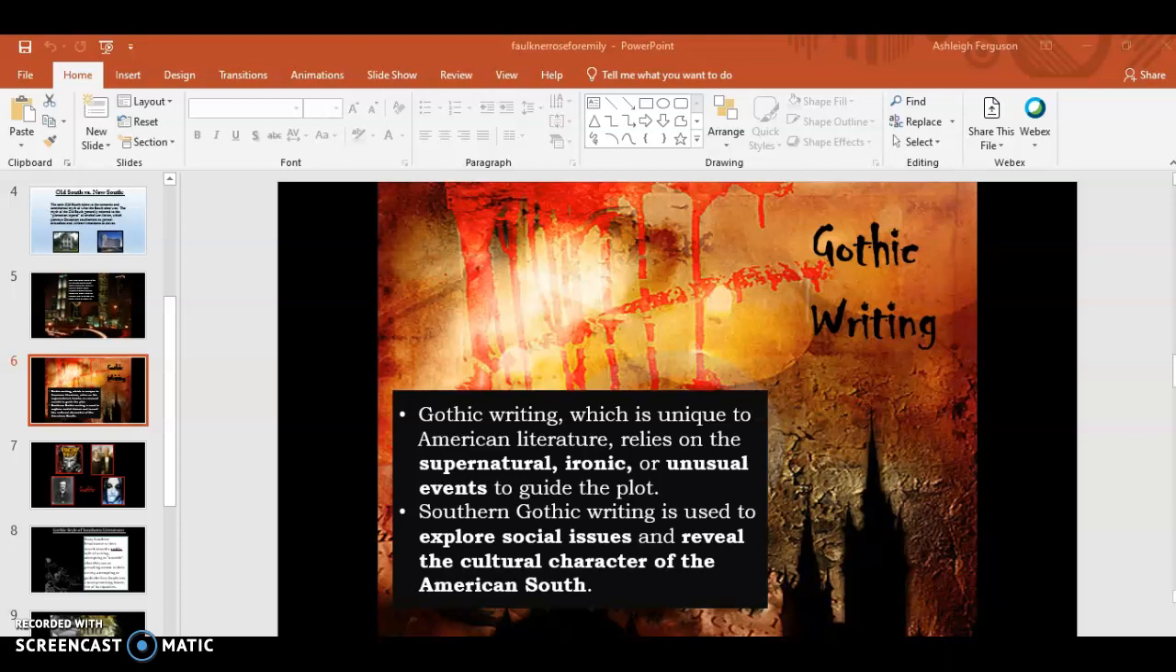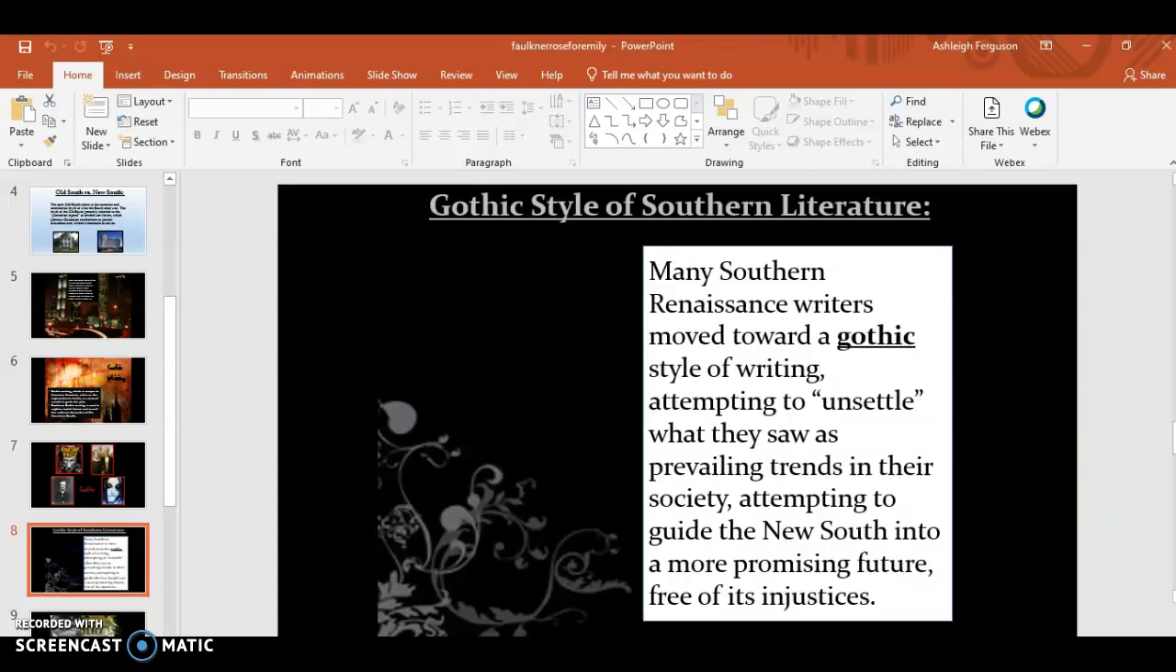But especially in the Southern region, Southern Gothic writing is usually used to explore social issues and reveal the cultural character of the South. And it's done through supernatural, ironic, or unusual events. Most of our modern horror movies set in the South are Southern Gothic when you think about those. I do want you to understand also that there are other concepts you need to think about in relationship to Southern Gothic literature. Usually you have a Gothic style of writing by a Southern author to unsettle the audience. Essentially, writers like Faulkner want us to see prevailing trends in society, in this case, the American South, and they are trying to unsettle those old ideals in an attempt to guide the New South into a more promising future that's free of its injustices, which in many ways may be racism, exploitation, ostracism, financial exploitation, whatever it might be. There's a listing of those that we could discuss.